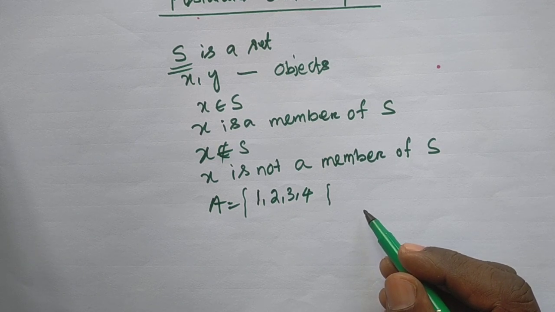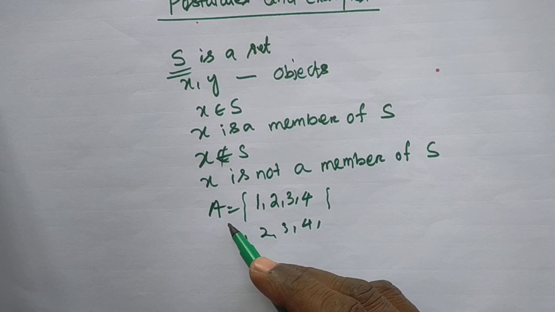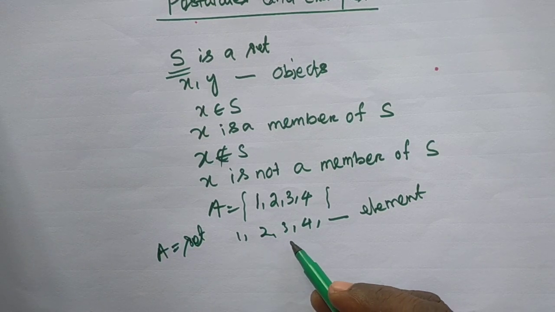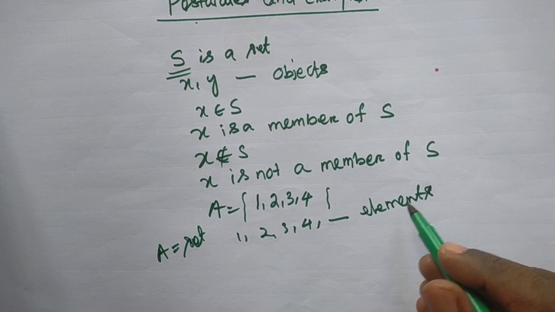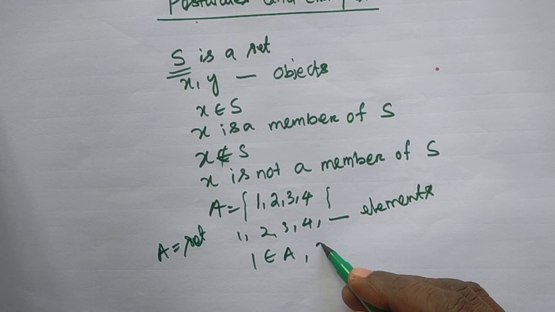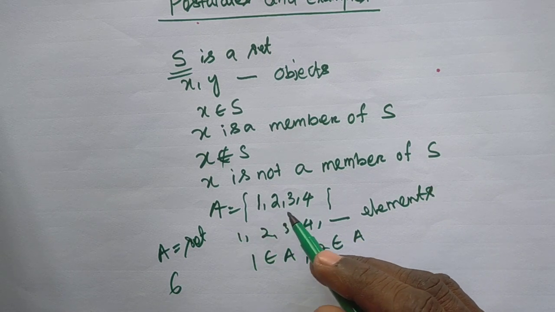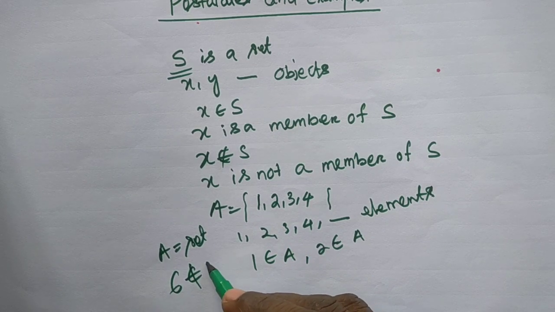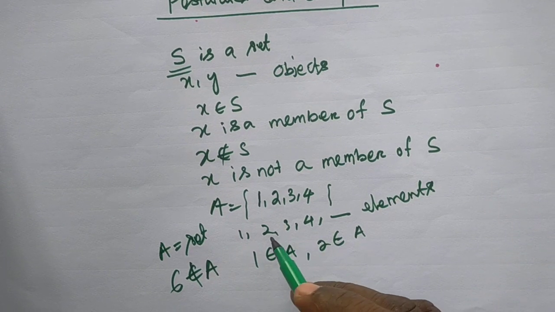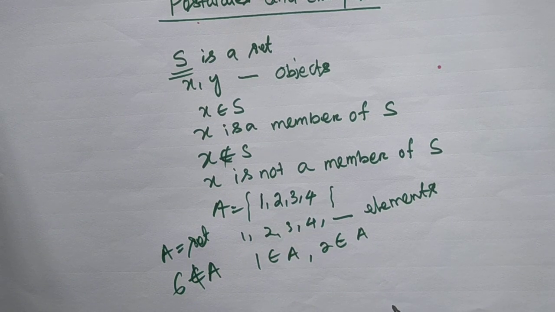Now suppose any elements as members like 1, 2, 3, 4. These are members of A. These are the elements. A is a set, and 1, 2, 3, 4 are elements. So if 1 belongs to A, we can write 1 belongs to A like this, or 2 belongs to A. But here you see, suppose 6 is not there, because A is a set of 1, 2, 3, 4, and 6 is not there. So 6 doesn't belong to A. That means 6 is an element which is not available in the set, but 1, 2, 3, 4 are members which are available in set A. So 1, 2, 3, 4 are elements of set A.